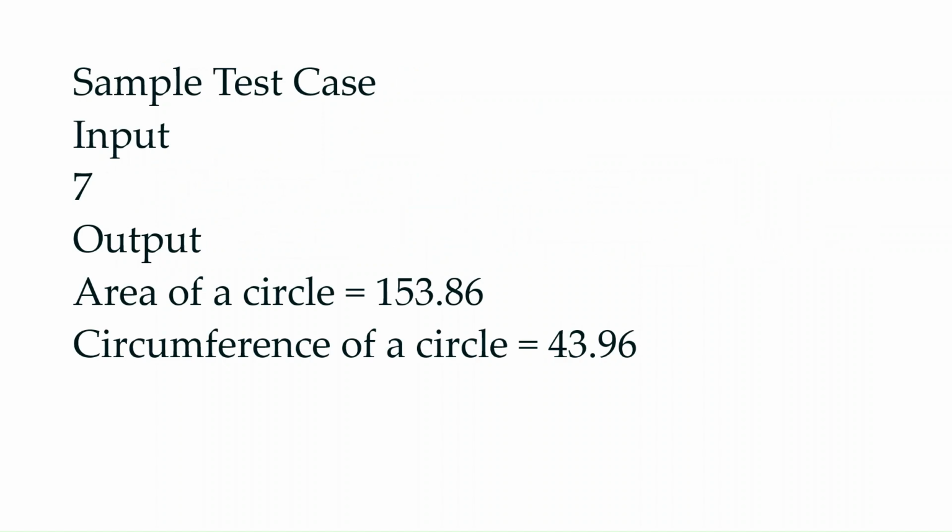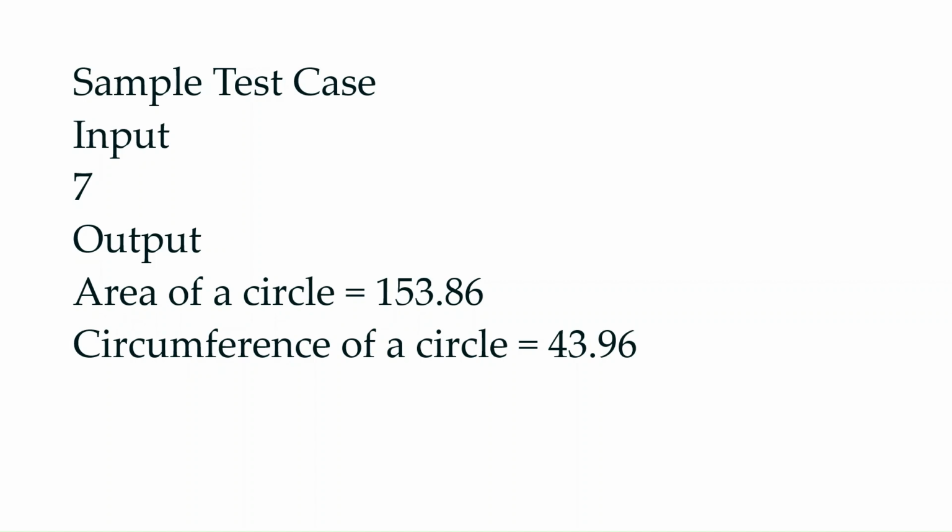Look at the sample test case. The input is 7, that is an integer value. So after that, we are going to calculate the area of a circle. As we know, the area of a circle is going to be pi r square. So 3.14 into radius value gives you 153.86. Then the circumference of a circle needs to be computed as 2 pi r, which is equal to 2 into 3.14 into the radius value 7.